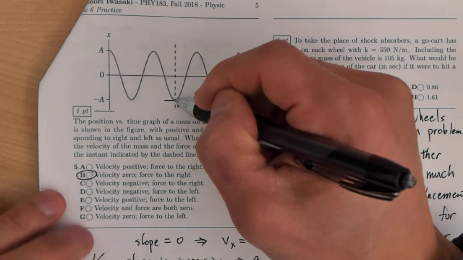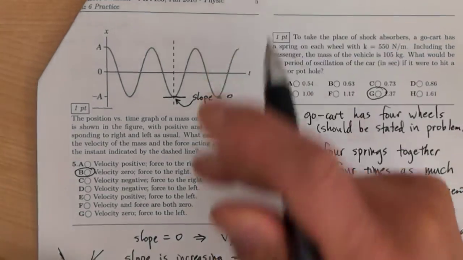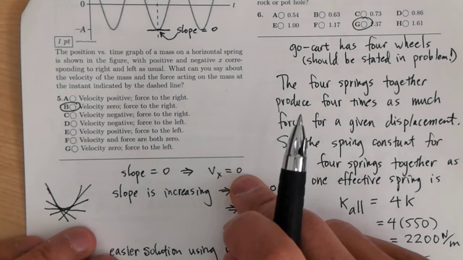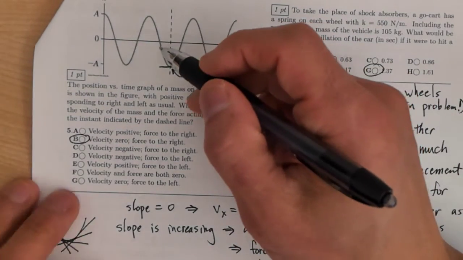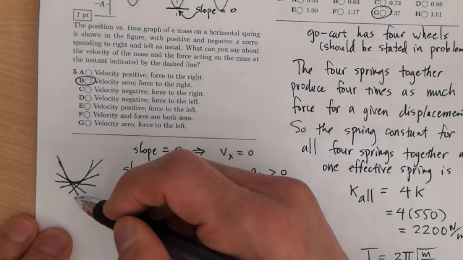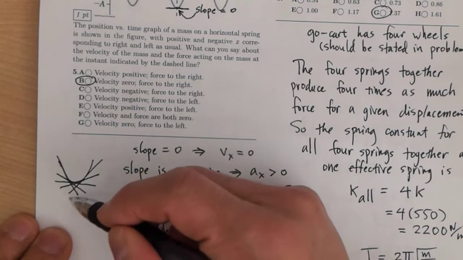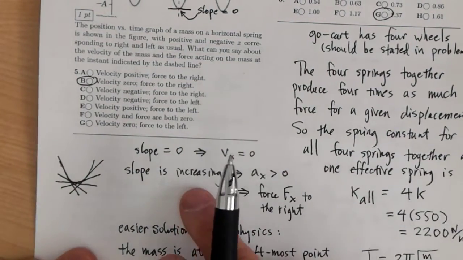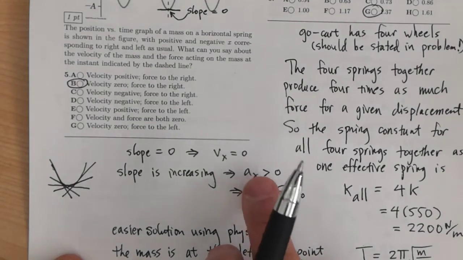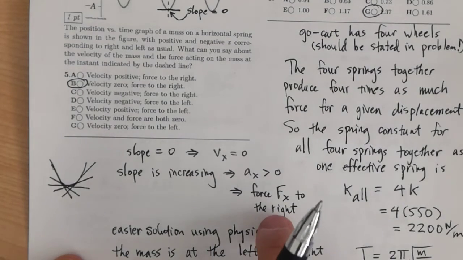So at this point here, notice that the slope of the curve is 0, so that means that the velocity, which is proportional to the slope, the instantaneous velocity must be 0. Now, notice that the slope is increasing. It used to be negative, then less negative, then 0, and then positive and increasing. If it's increasing, that means that the acceleration is positive, so the force, which is proportional to the acceleration, force is equal to mass times the acceleration, is pointing to the right.